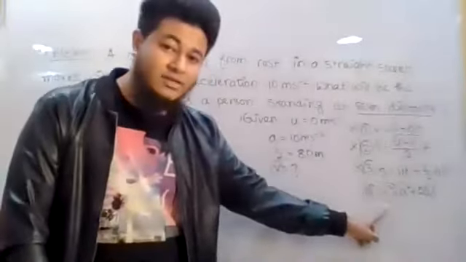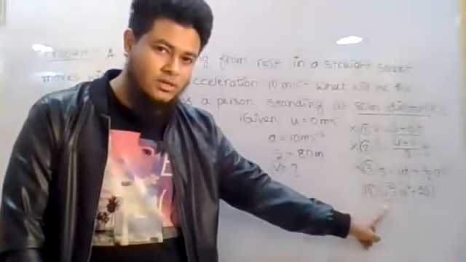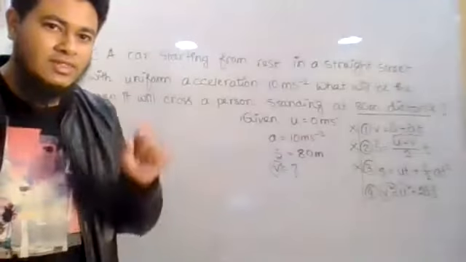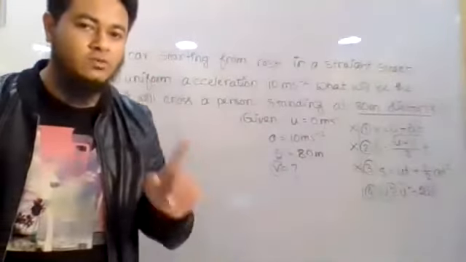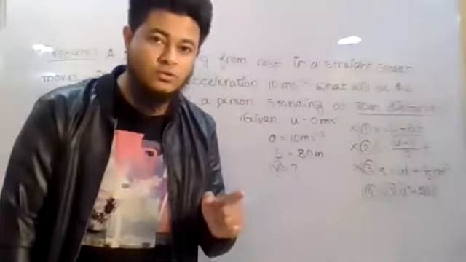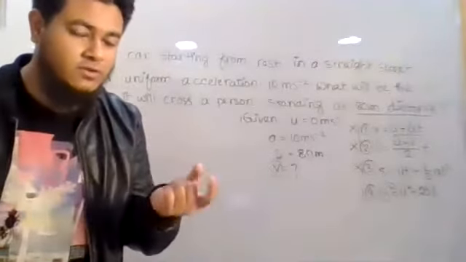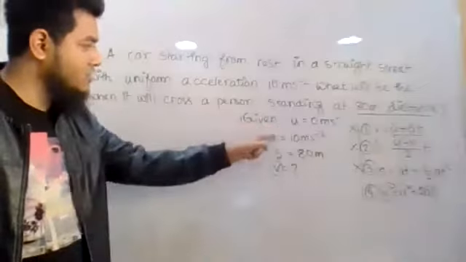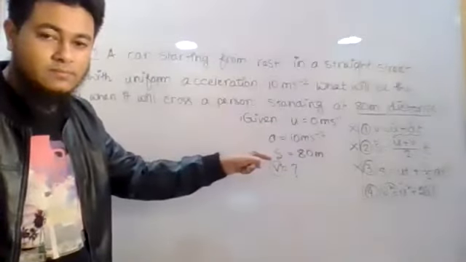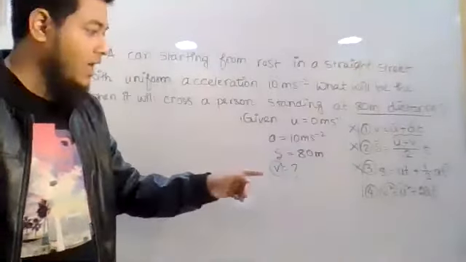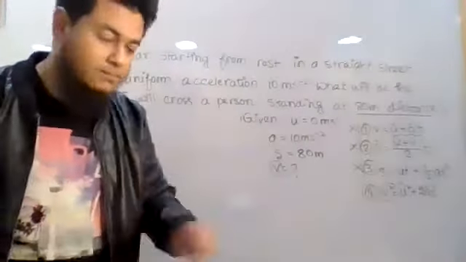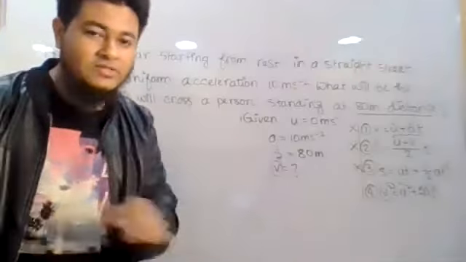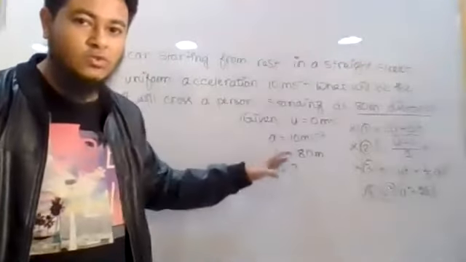See, this equation is a little bit special to me, okay? Because we use this equation only when the time is not involved in the question. Remember what I told you? The time is not involved. That means the time will not be given. In the given information, is the time given? No. Did they ask you to find out the time? No. So time is not involved at all in this question, right?